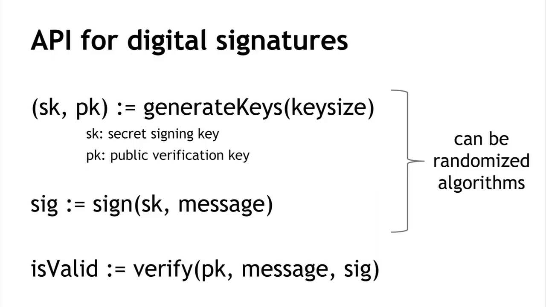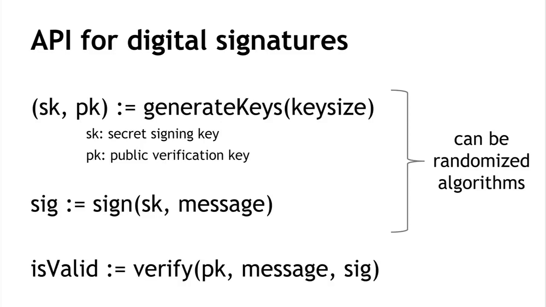The second operation is the sign operation. For the sign operation, you take your secret signing key and some message that you want to put your signature on, and it returns SIG, which is a signature. It's just some string of bits that represents your signature. The third operation is verify, which takes something that claims to be a valid signature and verifies that it's correct. It takes the public key of the signer, the message that the signature is supposedly on, and the supposed signature. And it just says yes or no: is this a valid signature?